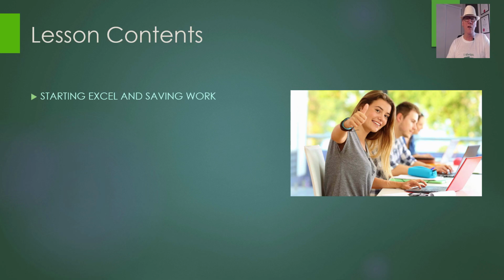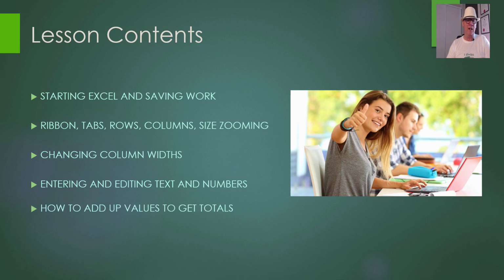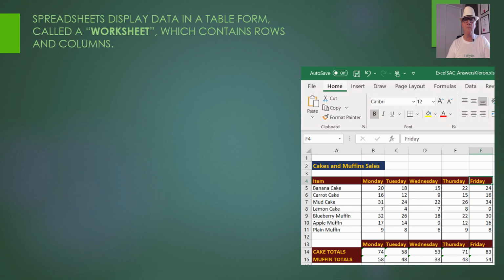We're going to actually start using Excel and saving our work and making something. We'll look at the ribbon, tabs, rows, columns, and size zooming of our spreadsheet, how to change column widths, entering and editing text and numbers, how to add up values to get totals, and how to use the auto sum to add up a whole lot easier using kind of Excel's artificial intelligence. And also we'll make our sheets look nicer by adding some bold and some font color and a bit of paint bucket background. Okay, so we're really going to get started this time.